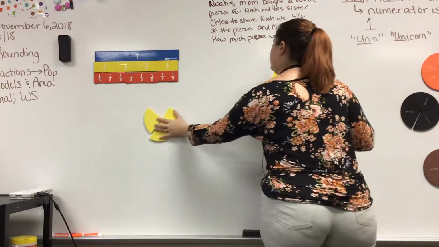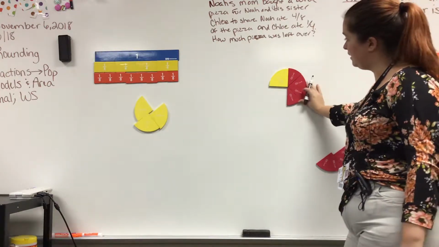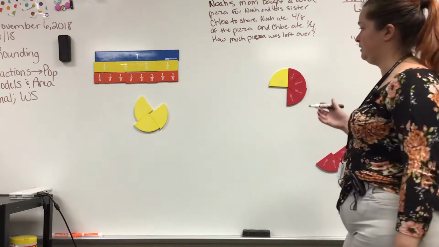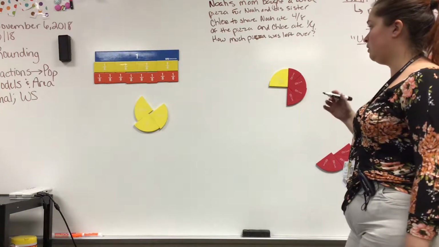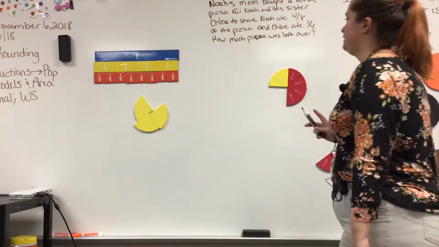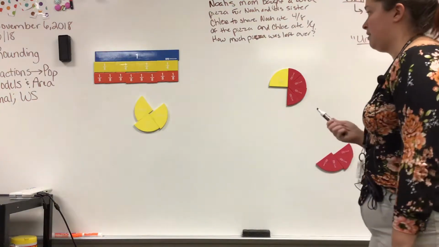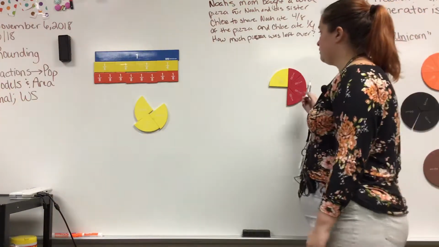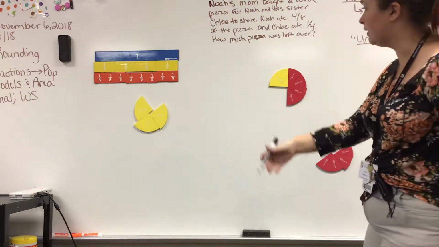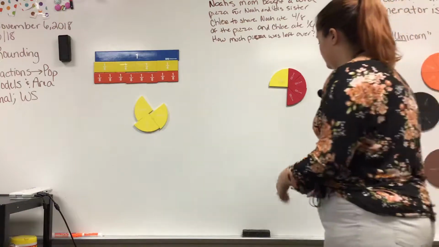Now, we need to add these together to find out the total amount that Noah and Chloe ate, but we can't do that quite yet because we have different denominators. So what we need to do is find a common denominator between eighths and fourths. And the way to do that is to find the greatest common factor. Now, between 4 and 8, the greatest common factor is going to be 4, because you can multiply 4 times 2 to get 8.